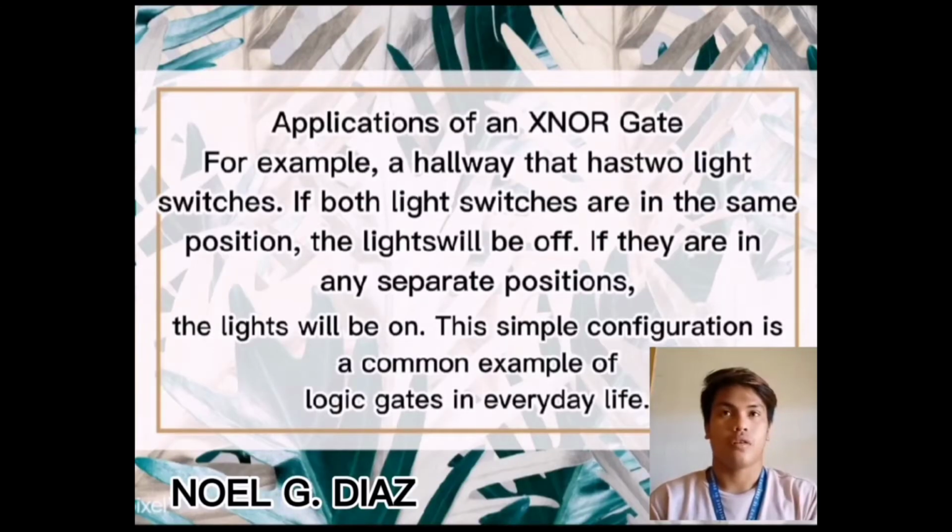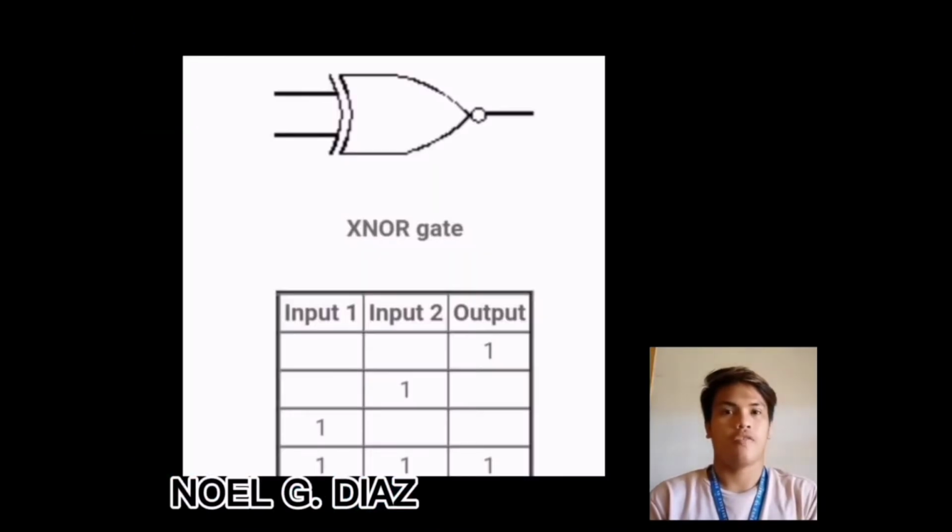Third is XNOR, application of an XNOR gate. For example, a hallway that has two light switches. If both light switches are in the same position, the light will be off. If they are in separate positions, the light will be on. This sample configuration is a common example of logic gates in everyday life.